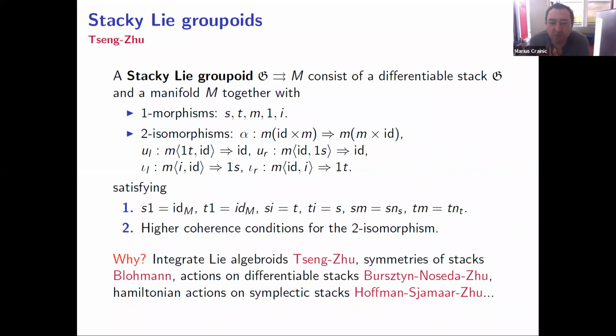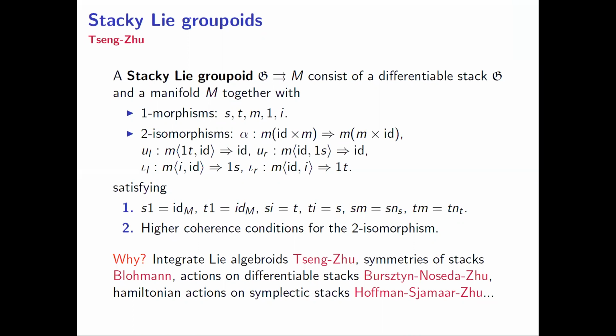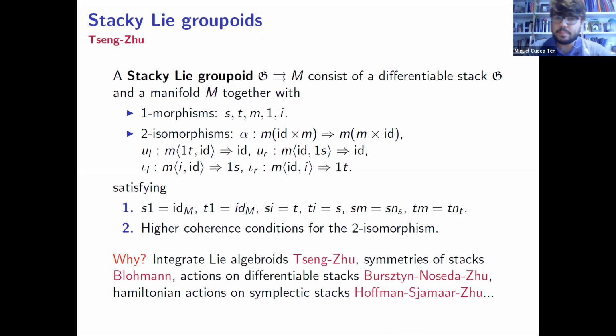Why don't you assume M to be a differentiable stack as well? Well, this is something that I will get to, but the definition given by Sen and Sun is that for Stacky Lie groupoids, in order to integrate Lie algebroids, you just needed M to be a usual manifold, because for a Lie algebroid, the Lie algebroid is over M. And there is another good reason that I will give in a moment for that.